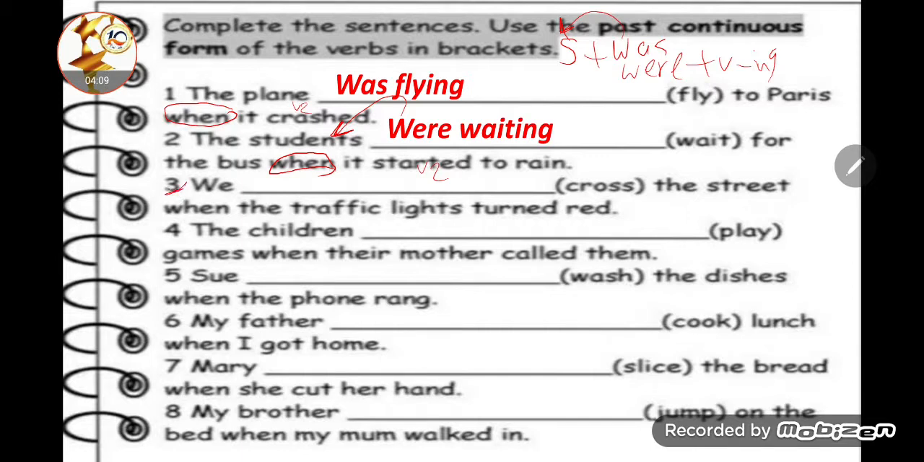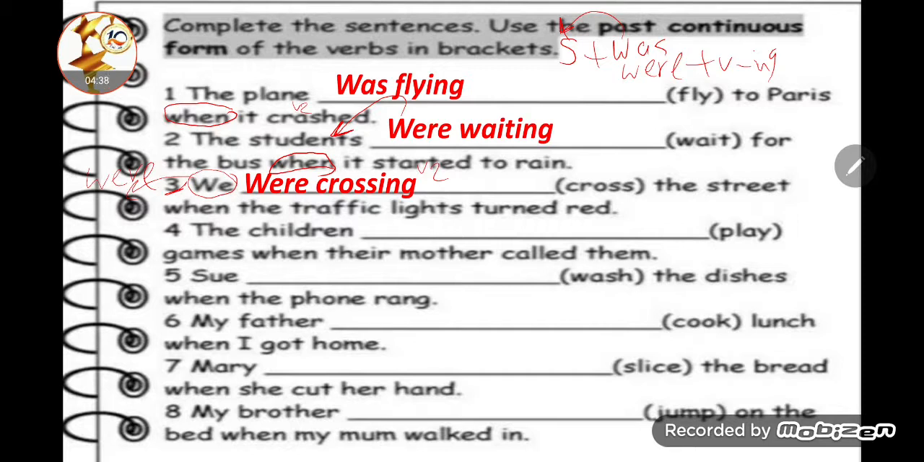Number 3. We crossed the street when the traffic lights turned red. We crossed the street. We were لأنه الوي عندي هون ضمير جمع فبتاخد were. We were crossing يعني كنا عم نقطع الشارع لما فجأة الإشارة صارت إيش حمراء. We were crossing the street when the traffic lights turned red.